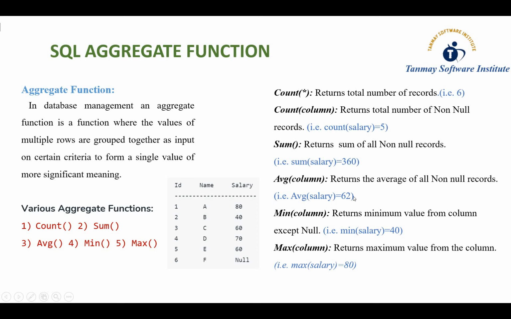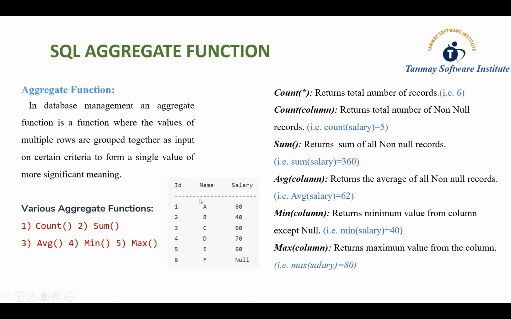Then average salary. Average salary is what? 62. Then minimum, if you want to look the minimum or maximum salary from this table, so minimum salary is what? 40 and maximum salary is what? 80. So with the help of min and max function, aggregate function, you can fetch the minimum and maximum value from the table. So guys, this is what the aggregate function.